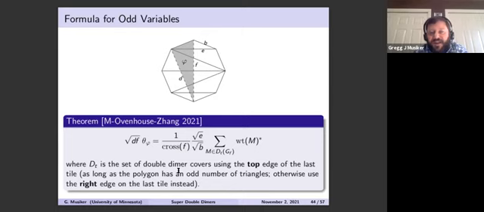And just as fine print for experts, this is really assuming that the polygon in question has an odd number of triangles. If it had an even number, then you just change this use of the word top to right, by symmetry of the snake graph.